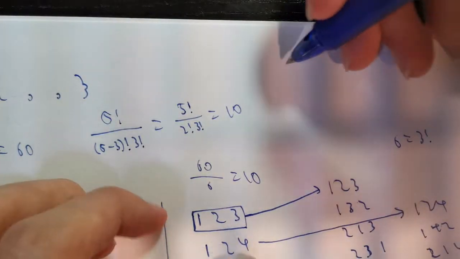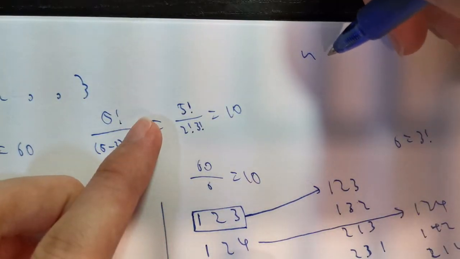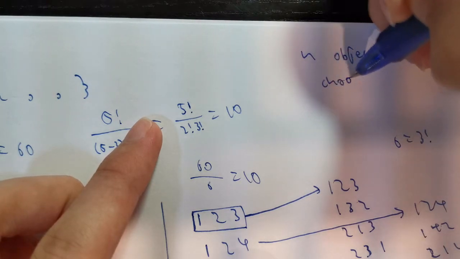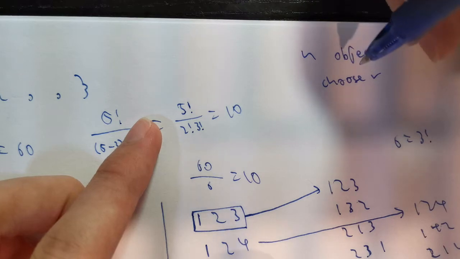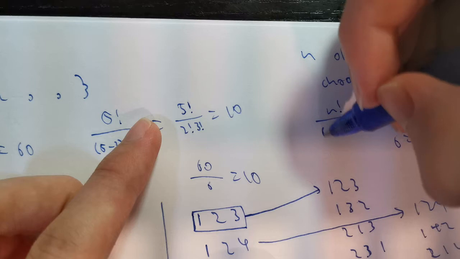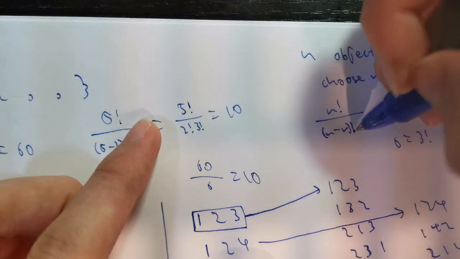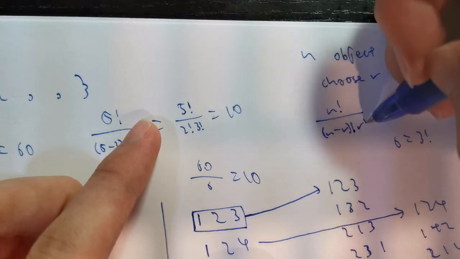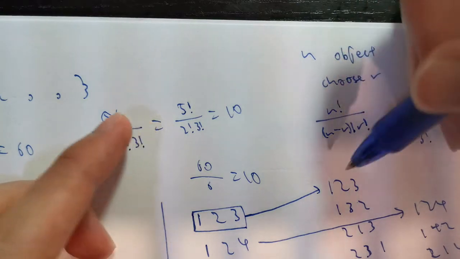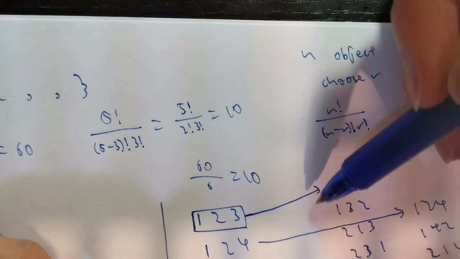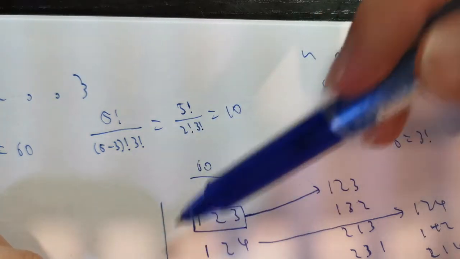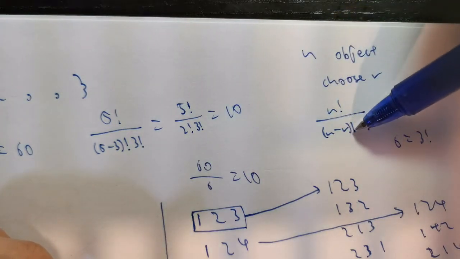So in general, let's say you're choosing R objects from N objects and the order doesn't matter, then the formula would be N factorial over (N minus R) factorial times R factorial. So this is the formula. If you generalize this line of reasoning over here, then you can get this formula.